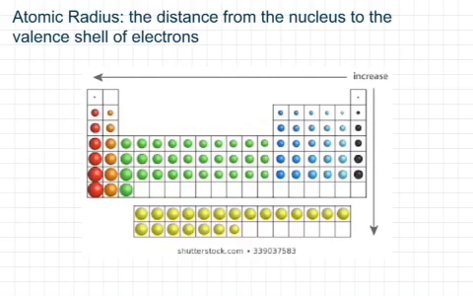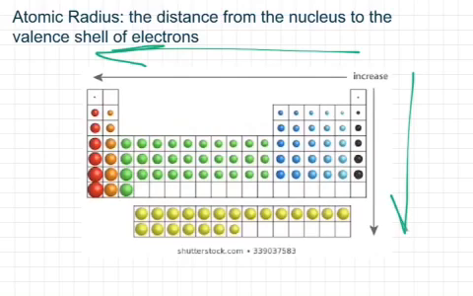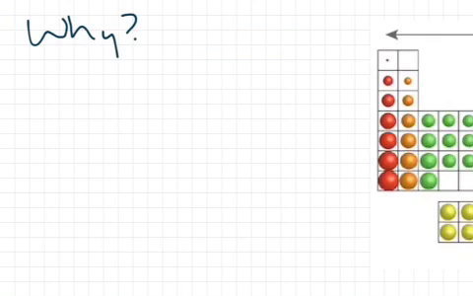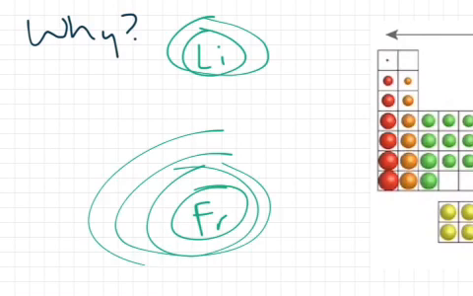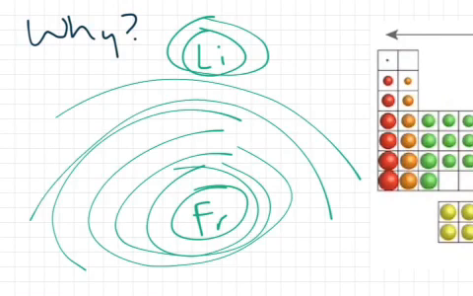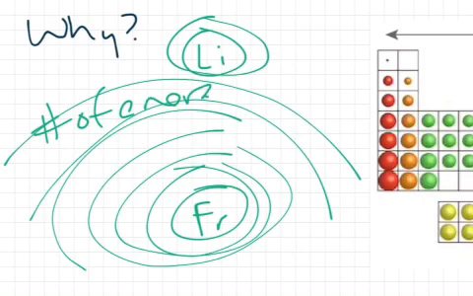The general trend is you'll see that they increase in size as you go to the left, and they increase in size as you go down the periodic table. Why do we increase in size as we go down the periodic table? It makes sense if you look at the Bohr model. So lithium, for example, has 2 energy levels, but francium has 1, 2, 3, 4, 5, 6, 7. Obviously increasing the number of energy levels is going to make your atom a lot bigger.